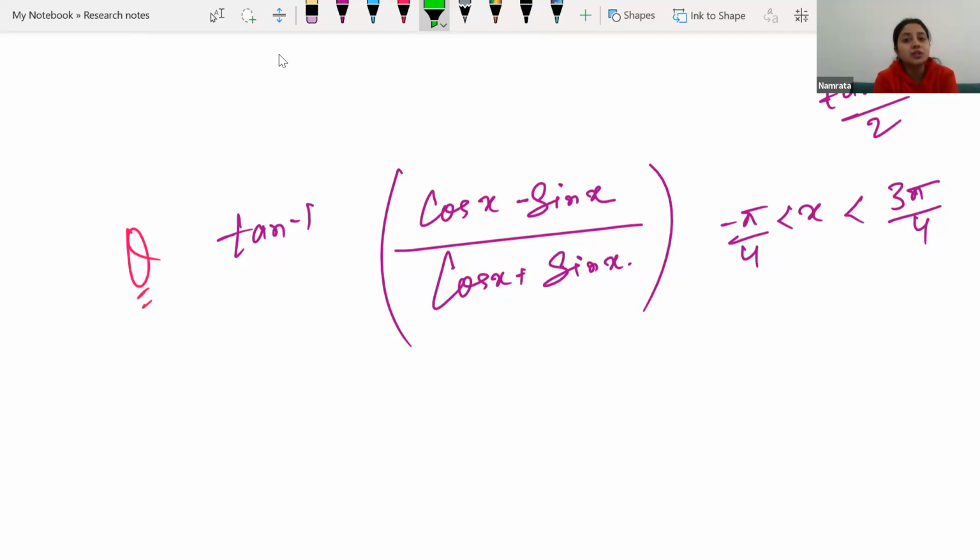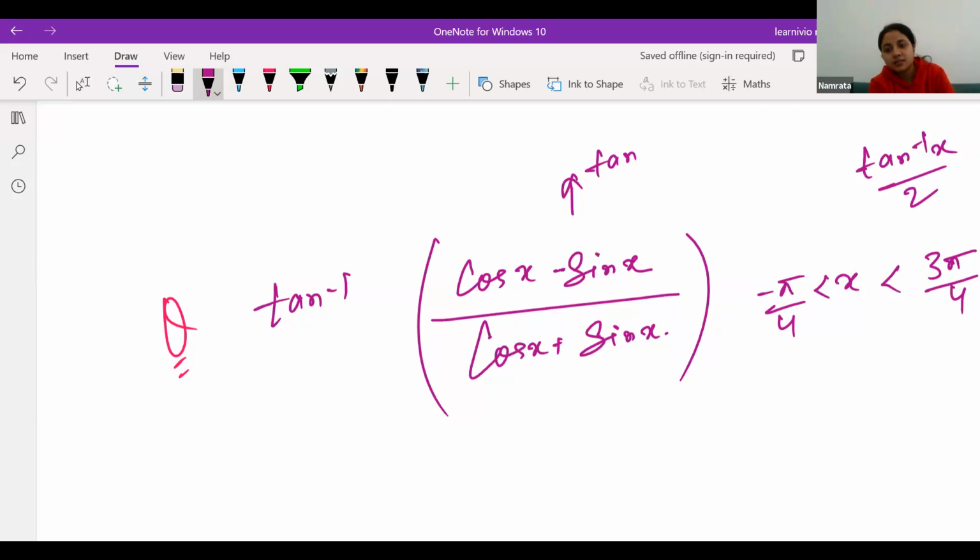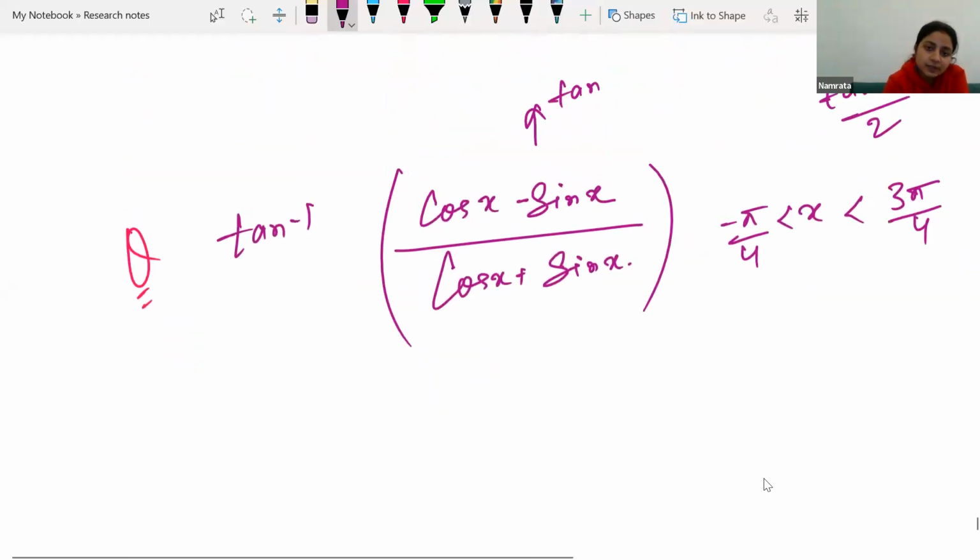What we have done over there, we have done the division in the numerator and denominator. We want tan over here, we need tan over here. So what to do over here? Anyone? Divide all the terms by cos x. Divide numerator and denominator by cos x. Exactly.